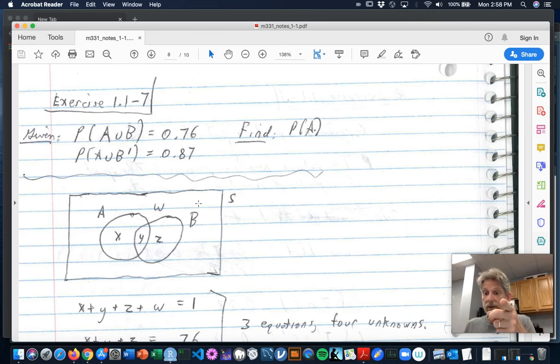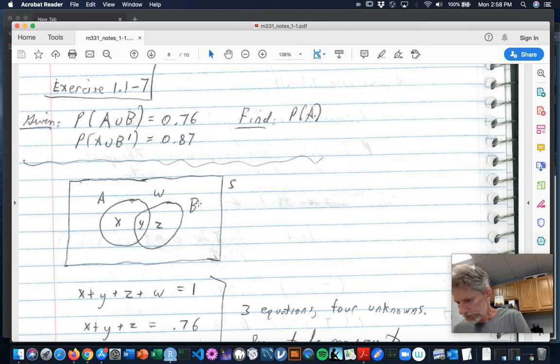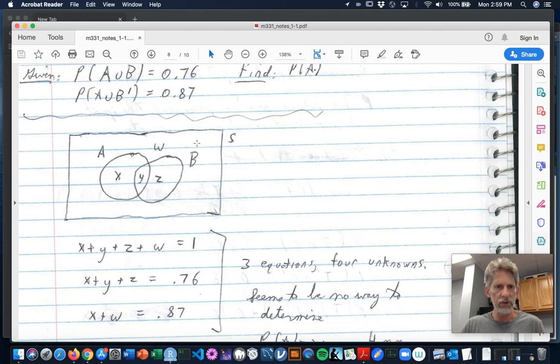So exercise 7. Let's give this one a try. Let's read it out. Given that the probability of A union B is 0.76 and the probability of A union B prime is 0.87, find the probability of A. They're giving us these two facts and saying off of that we've got to get the probability of A. I'm a little skeptical. I don't think we can do this, but let's give it a try.